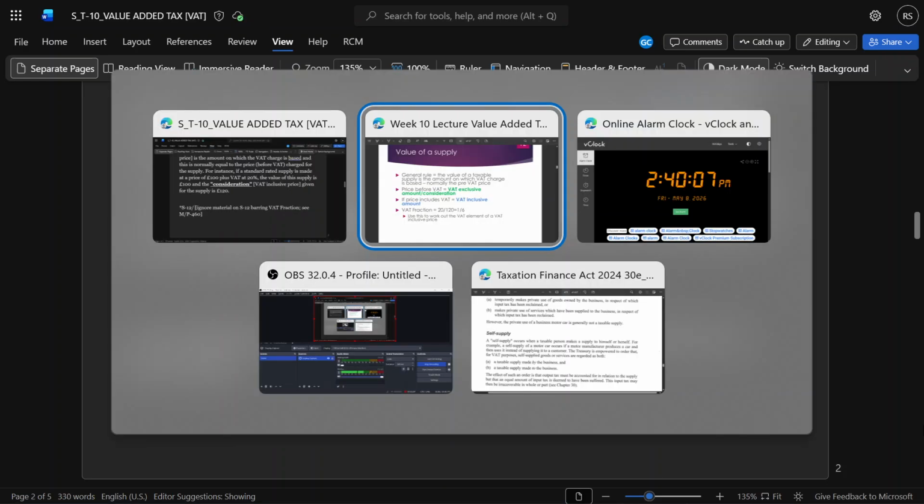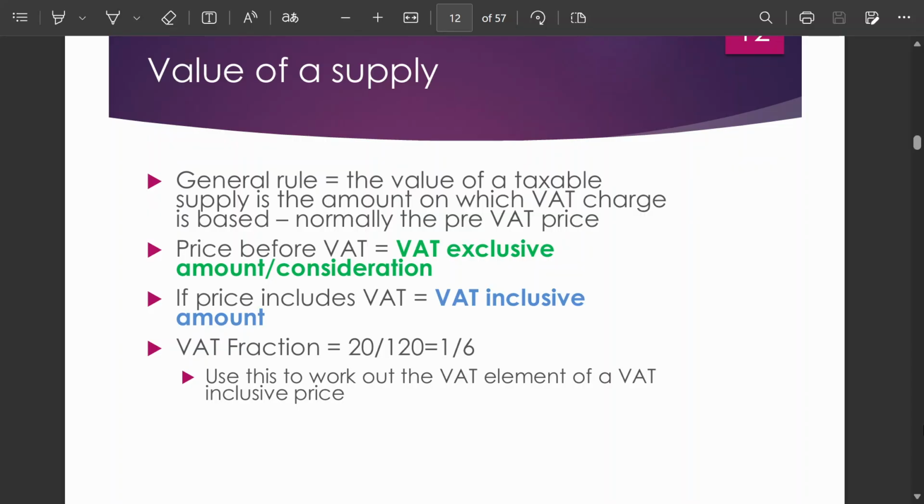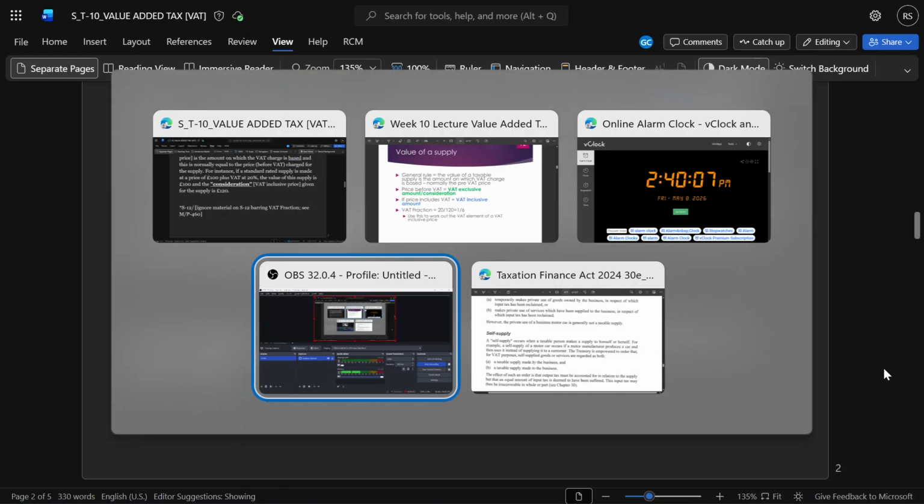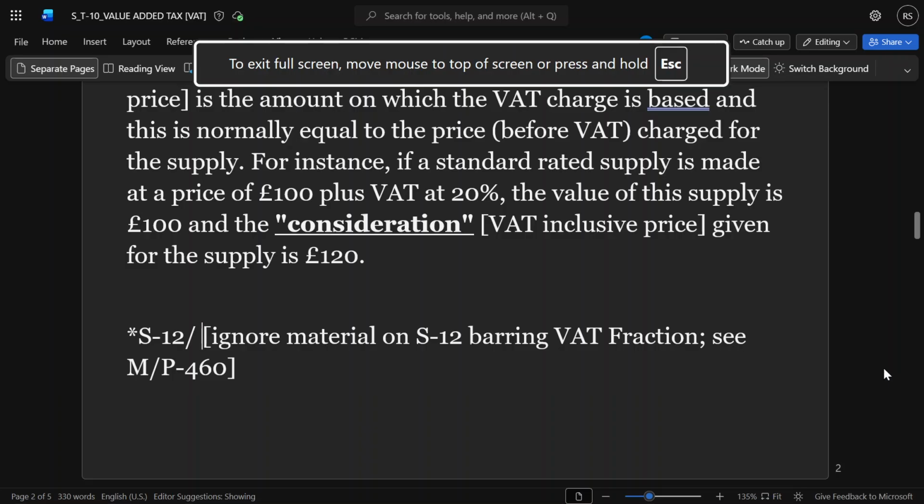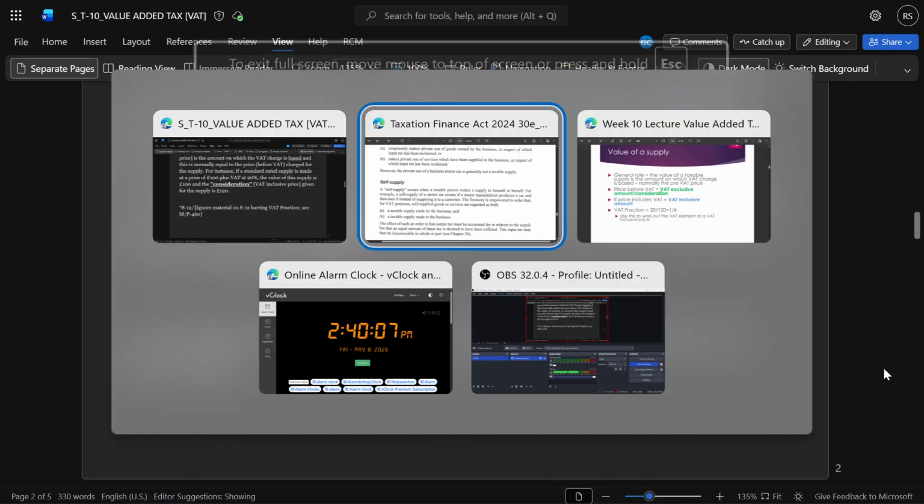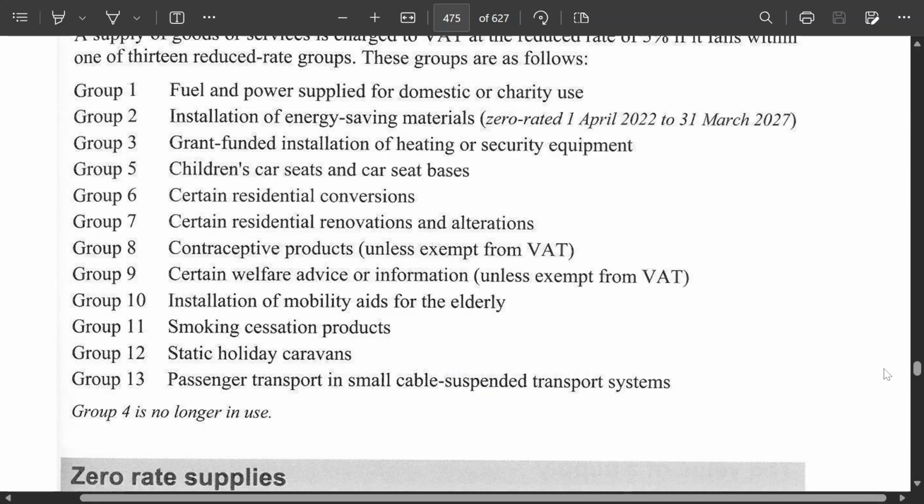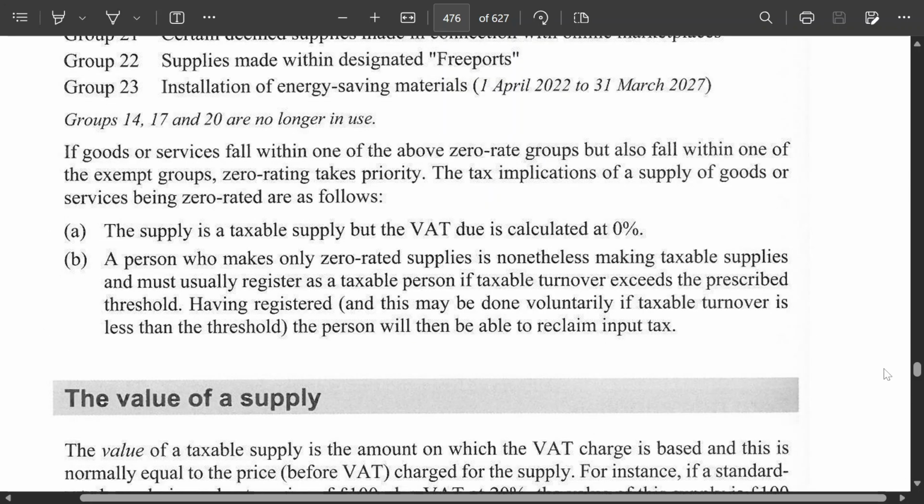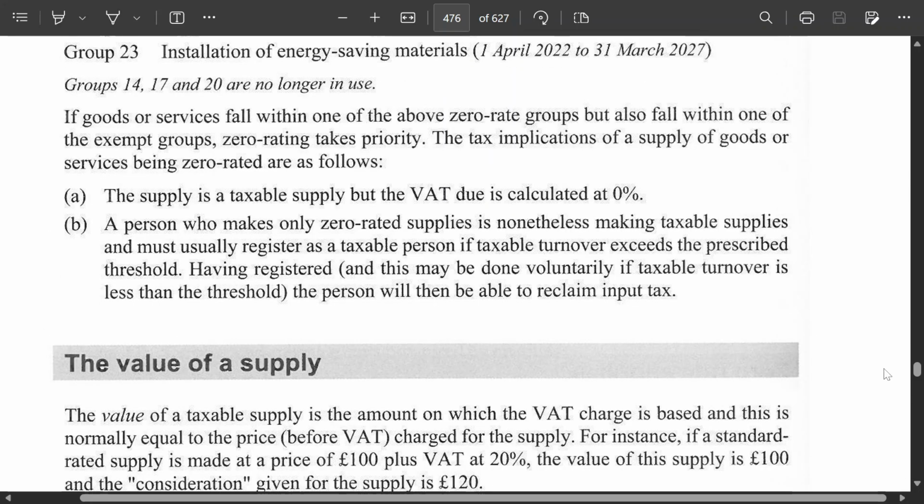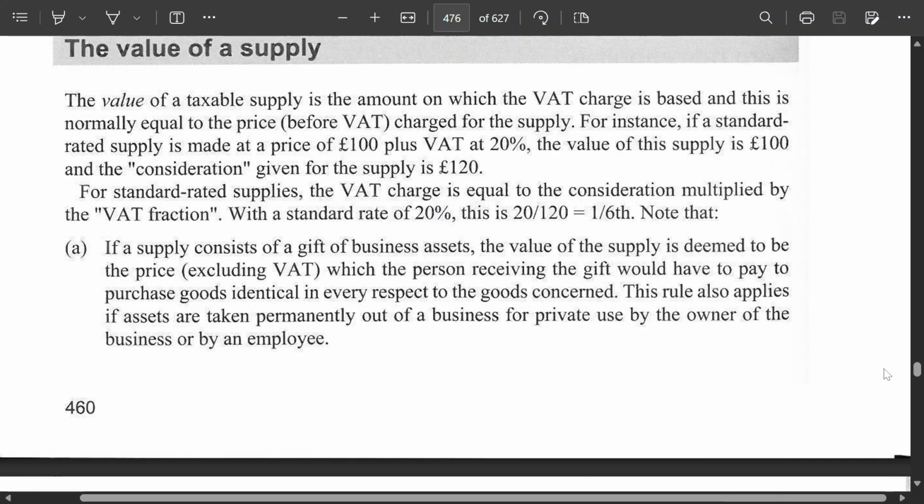So there are a few definitions. The VAT inclusive price is equal to the consideration. I've given the reference to see the material on Melville page 460. So let's go to page 460. Yeah, value of a supply. It's page 460. Here, look at this. Let me show you the basic common terms you need to understand.